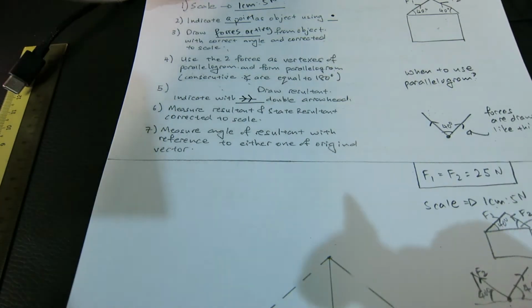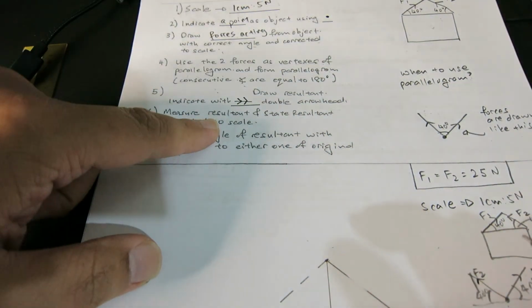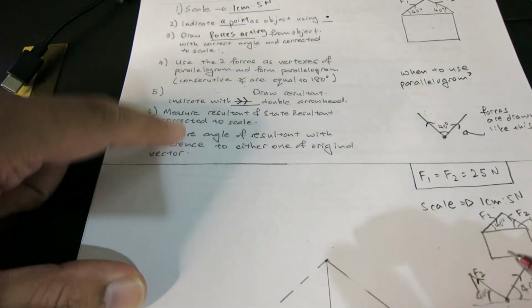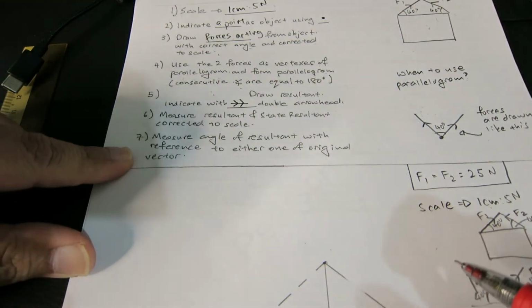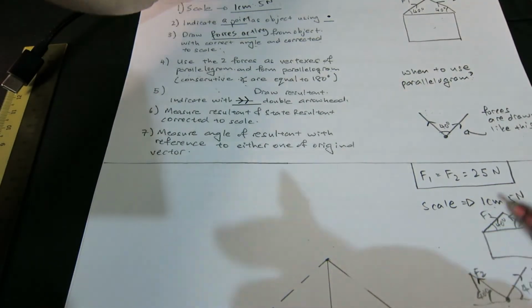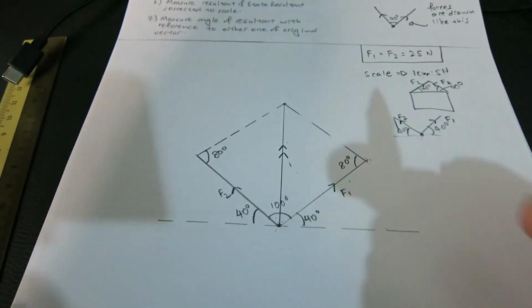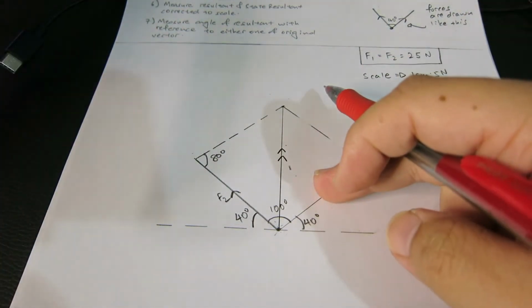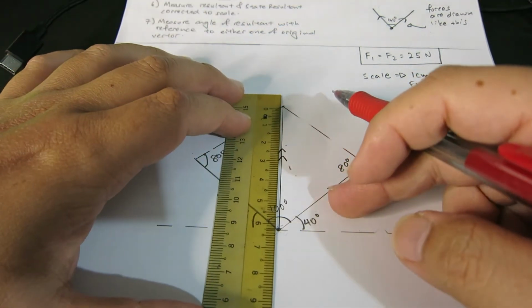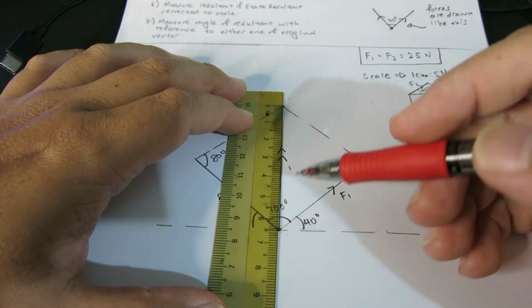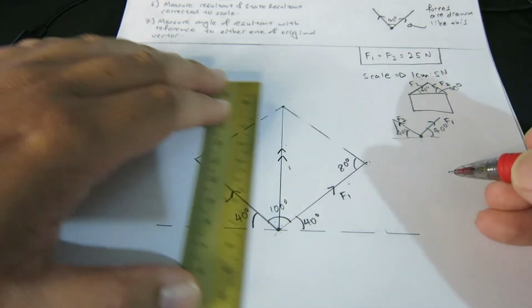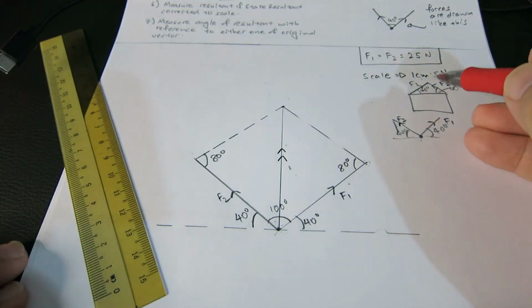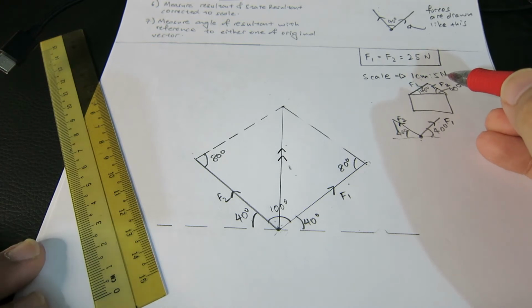Now, the last steps, steps 6 and 7, are to measure the resultant and state the resultant corrected to the scale. Then some questions may ask you to describe the direction of the resultant. I'll show you how to do that as well. So now that I have the resultant, all I need to do is put my ruler here and measure. My resultant is about 6.4. So 6.4 cm, corrected to the scale of 1 cm to 5 Newton.